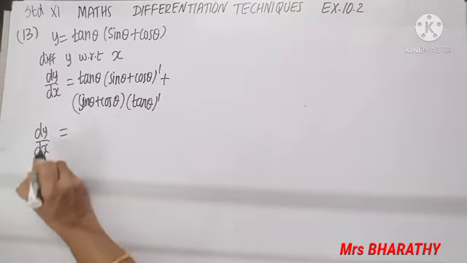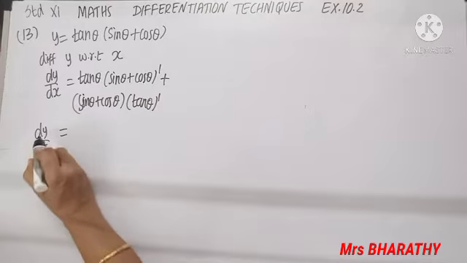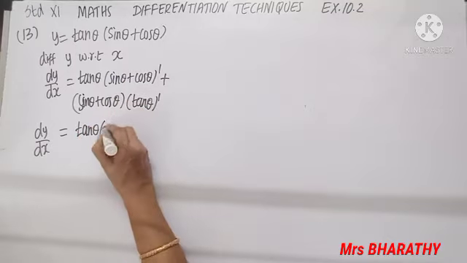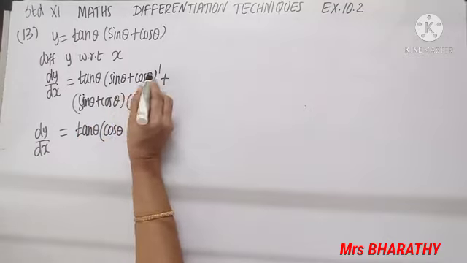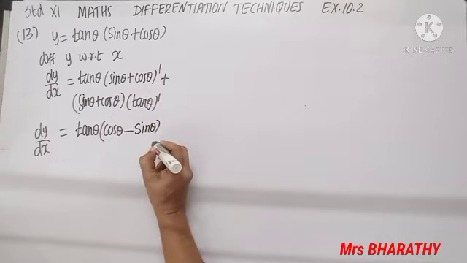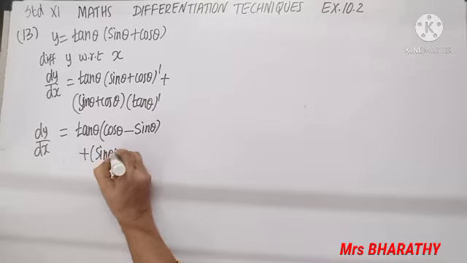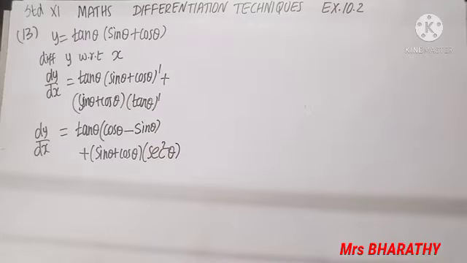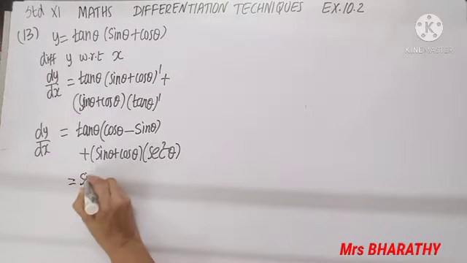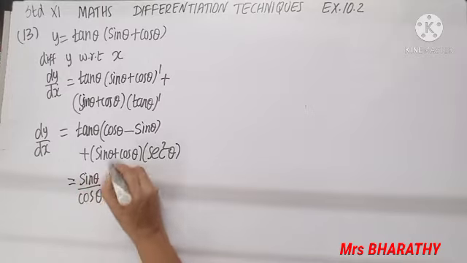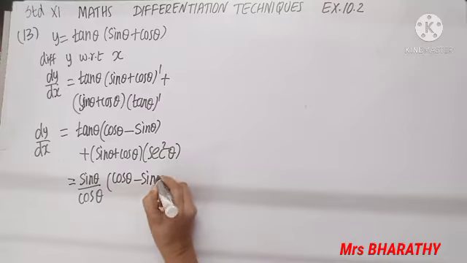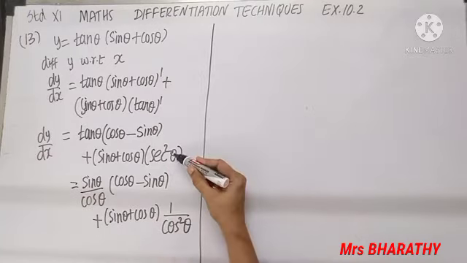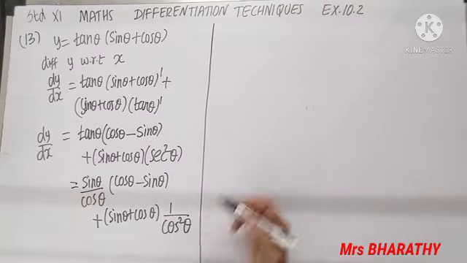As we write the answer, we simply write dy by dx. This doesn't mean division. It is only a notation for differential coefficient. Keep tan theta as it is. Sin derivative is cos theta. Cos theta derivative is minus sin theta. Plus sin theta plus cos theta into tan theta, the derivative, secant square theta. Write tan theta as sin theta by cos theta, into cos theta minus sin theta, plus sin theta plus cos theta into secant square theta, which is 1 by cos square theta.